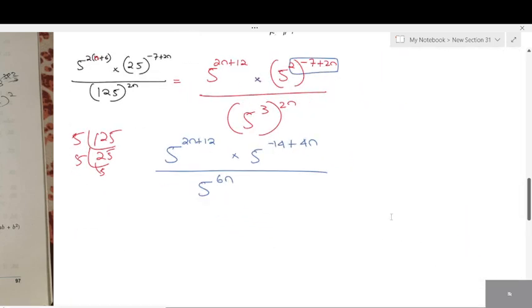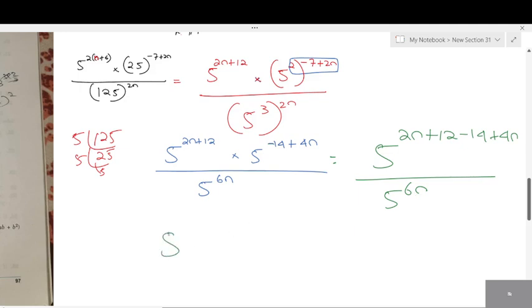Is the base same? Product law? So if base is same, take 5. What do you do? Add or subtract? Add the power. 2n plus 12. When you add, what do you get? Minus 14 plus 4n divided by 5 to the power of 6n. Now numerator, tell me this, student, solve this. What is 2n plus 4n? 2n plus 4n is 6n. 12 minus 14, yes.